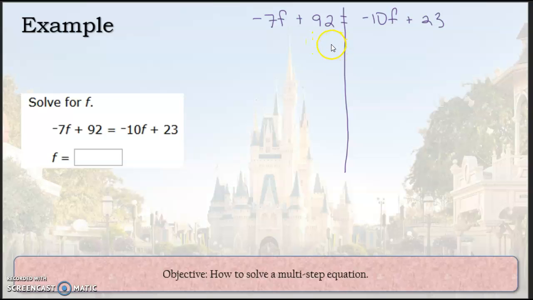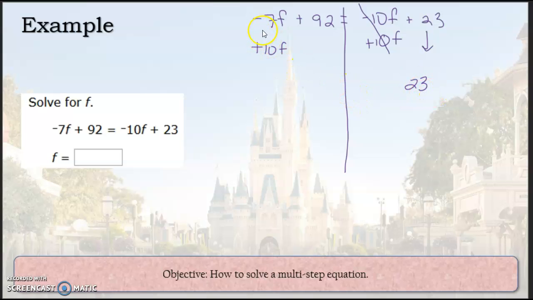Step 3, move all of the variables to one side. So I have the variable f on the right, and I have the variable f on the left. It doesn't really matter which one you want to move, so let's just put them all over onto the left-hand side. So the opposite of negative 10f is positive 10f. And I got to do it to both sides. So these canceled, and the only thing left on the right-hand side is this number 23.